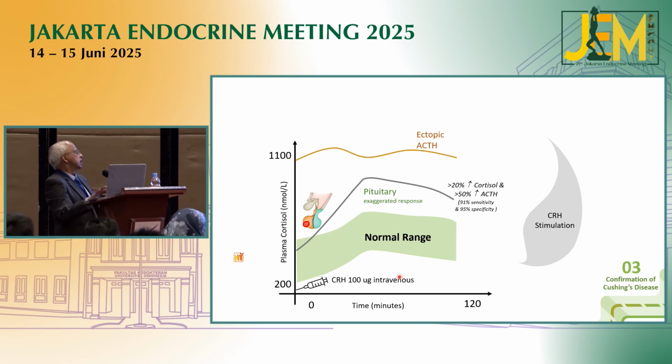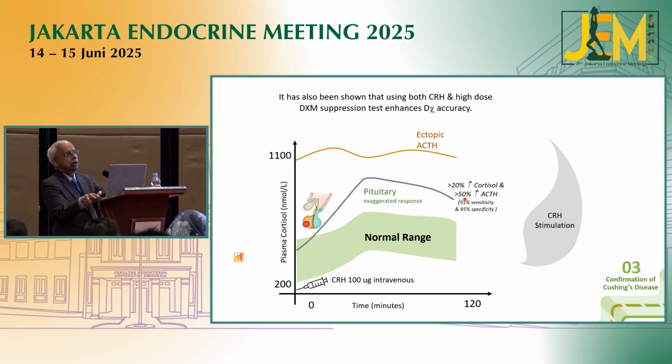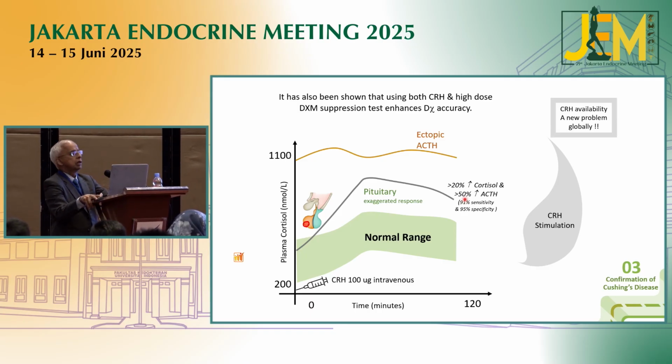So these are some of the criteria proposed. If it rises more than 20% in cortisol or more than 50% in ACTH, you tend to think of pituitary Cushing's. Some have added accuracy to this by doing a simultaneous dexamethasone suppression test. But it's a new problem.